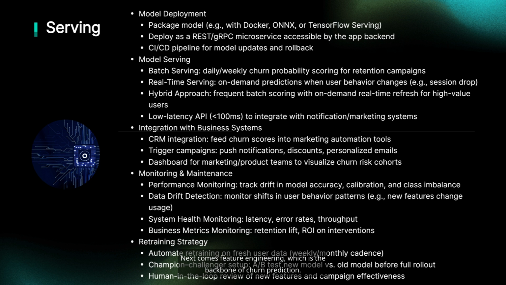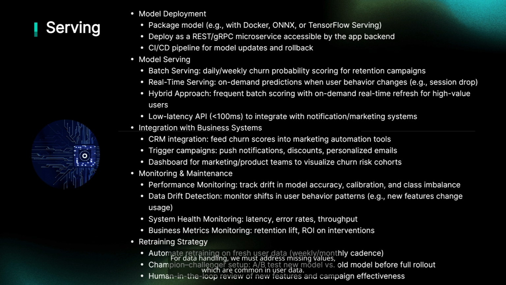Next comes feature engineering, which is the backbone of churn prediction. We design behavioral features such as how often users log in, how long they stay per session, their purchase history, and in-app actions. User profile features like demographics, device type, or subscription tier add further predictive power. Importantly, we look at engagement trends, not just raw counts, but changes over time, such as declining session frequency. For sequential approaches, we can use clickstream or event histories directly.